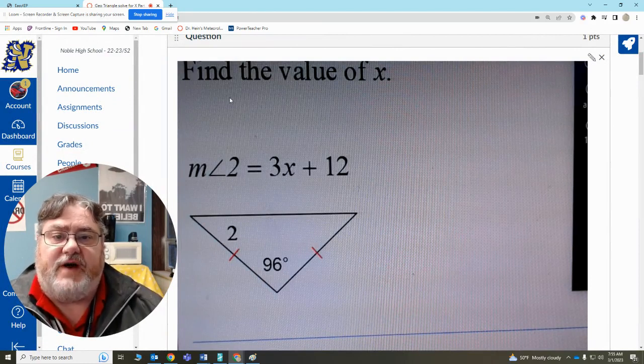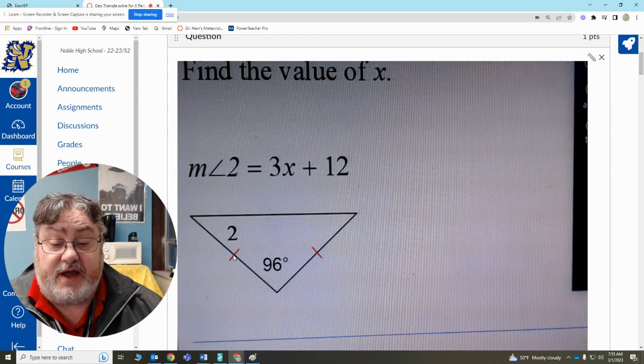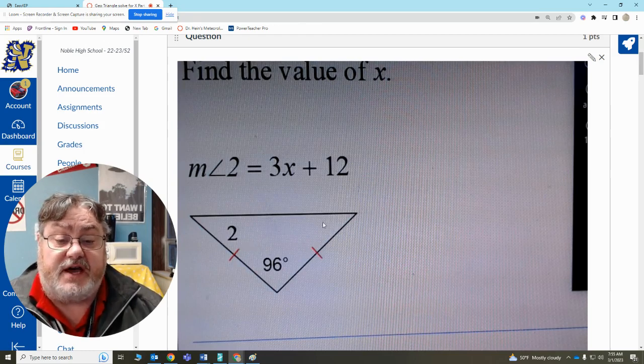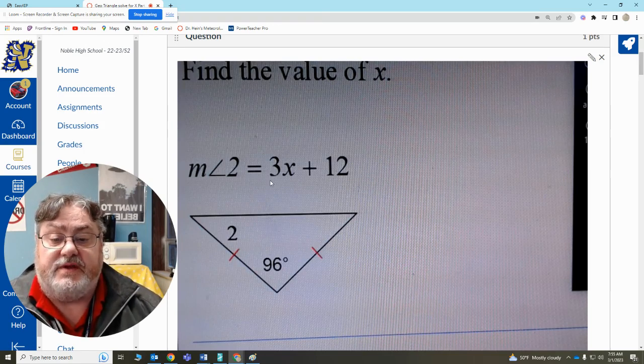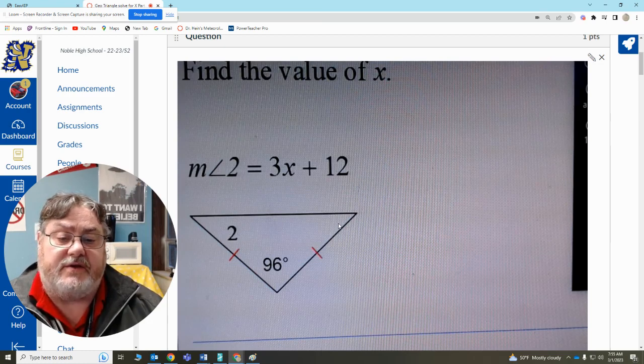Today we're asked to find the value of x, and we have a triangle with two tick marks indicating this is an isosceles triangle. An isosceles triangle has two equal sides. And when a triangle has two equal sides, the angles opposite those sides are equal. So we have this triangle, and I'll go counterclockwise.